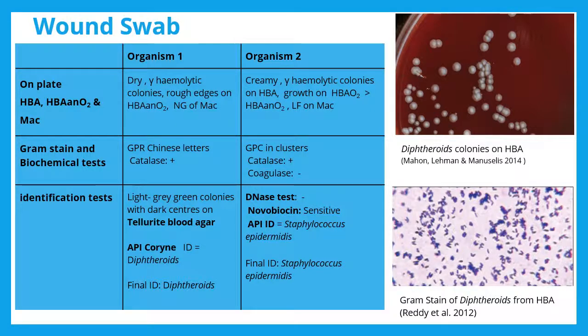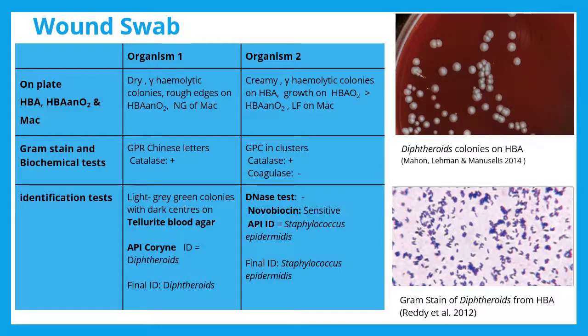The other organism grew as creamy non-hemolytic colonies with smooth edges on HBA, and overall aerobic growth was better than the anaerobic growth. Colonies on the MacConkey agar were lactose fermenting and grew poorer compared to the blood agar. The organism was identified to be Gram-positive cocci in perfect spheres and was tested catalase positive and coagulase negative. Based on the initial tests, the organism was identified to be coagulase-negative staph.